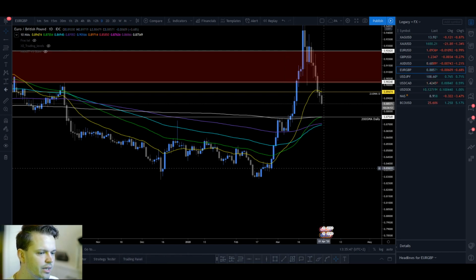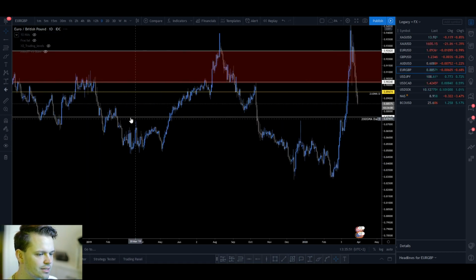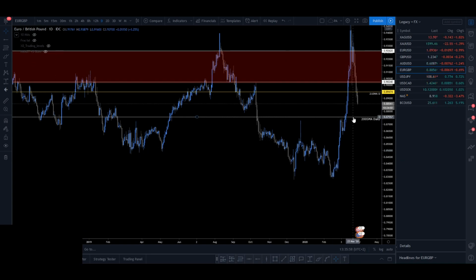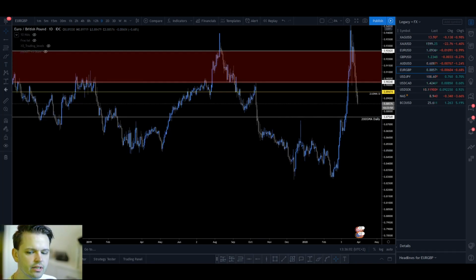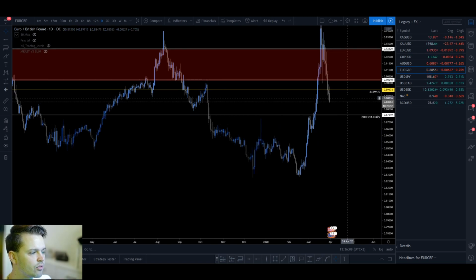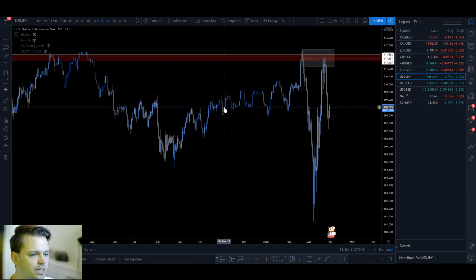No real trading plan on this one right now. This is obviously a very important area for a potential bounce, right? So I would most likely wait for a bounce and wait for bullish market structure to form around this area down here before I actually long. All right, so USD versus yen.